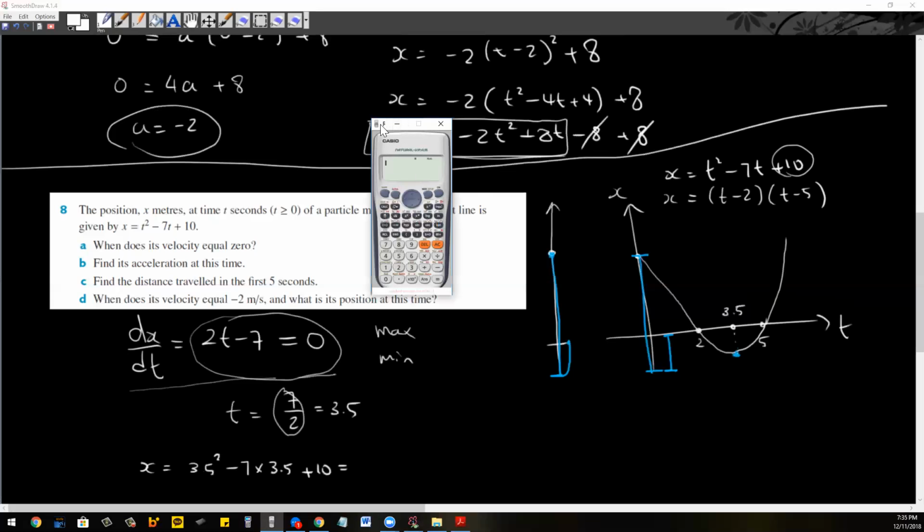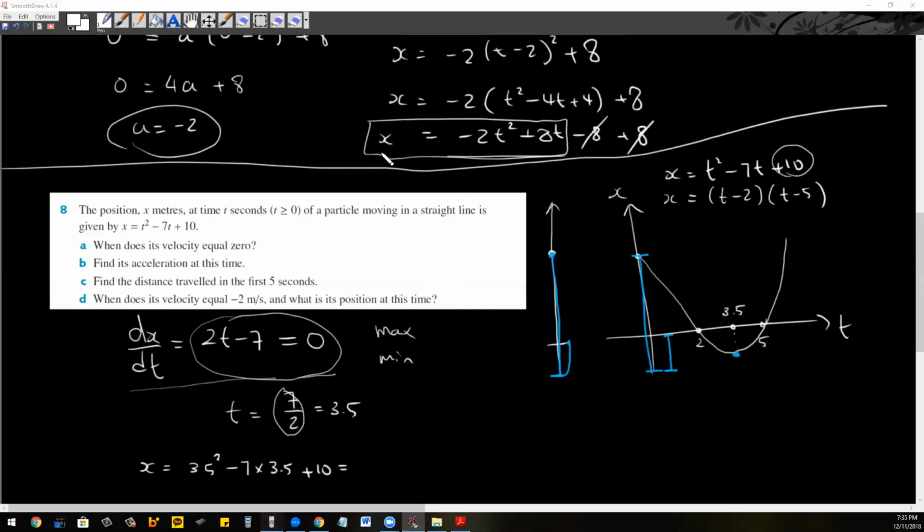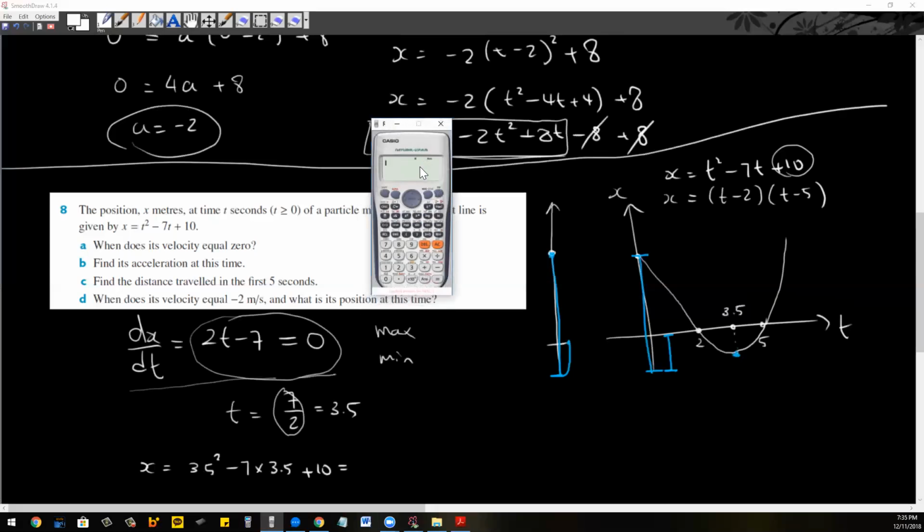Why is it so small? What happened to this calculator? Hold on. You guys can still see it, right? Yeah, I can see. 3.5 squared. I think it's the resolution. I think something happened today with my computer. So that's, hold on, that's not right.